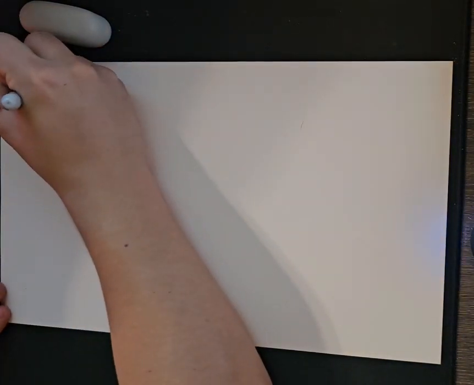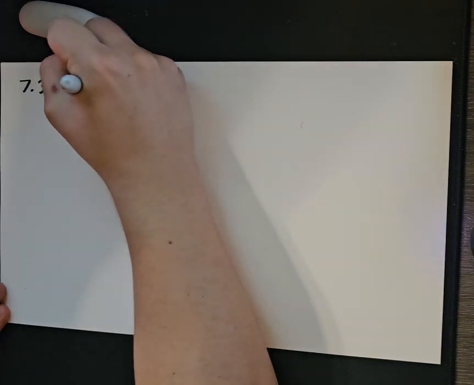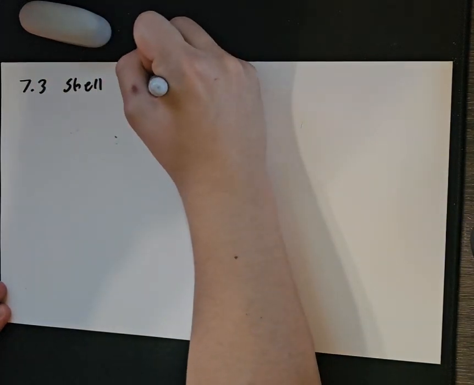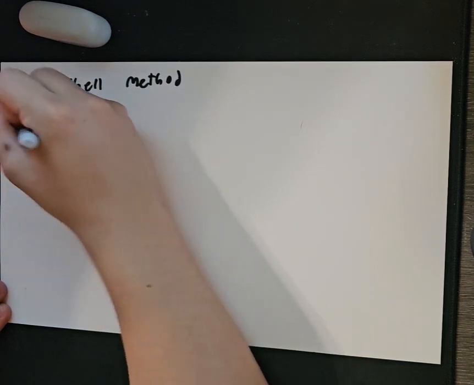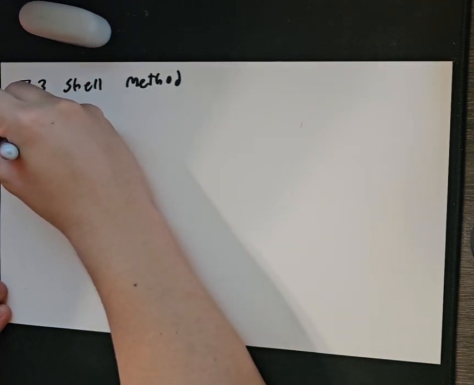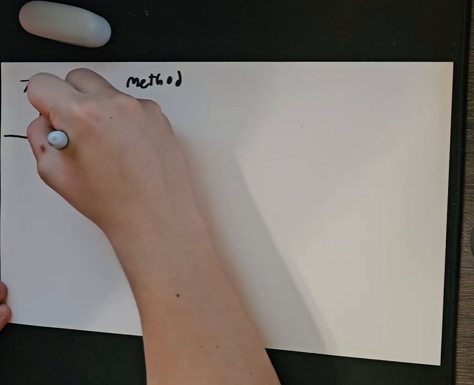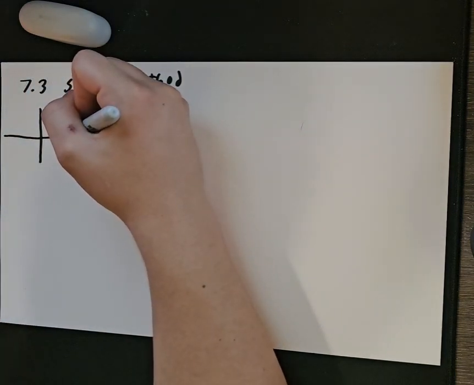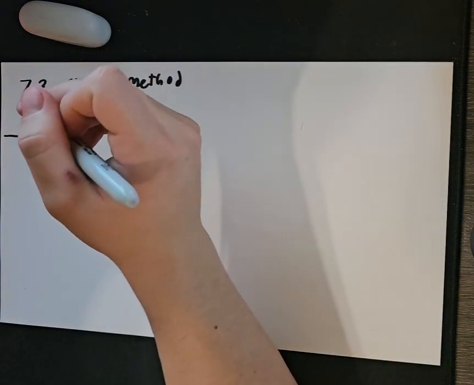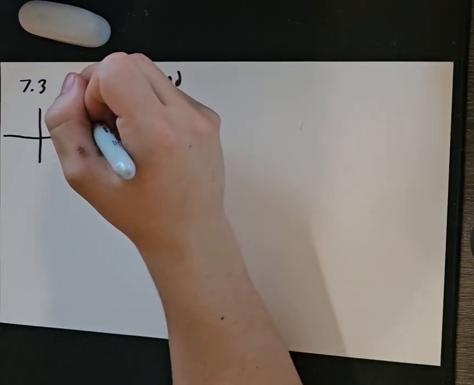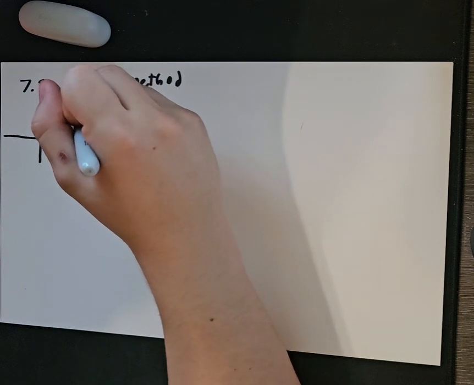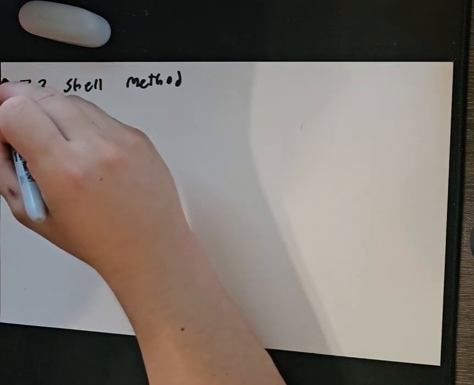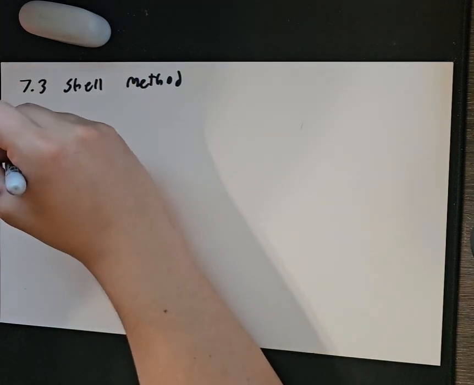Okay. 7.3, the shell method. Now, for the shell method, much like the disk method, you're trying to find volume by revolving your function around a certain axis. So the difference is with the shell method, your slices that you cut out are parallel to the axis of revolution.